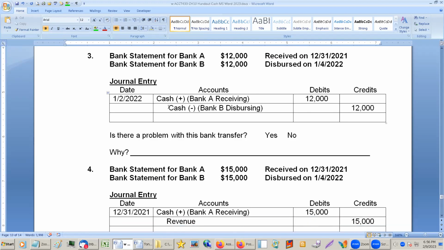There is a problem with number 3. What is it? The journal entry was made after the date that the deposit was done. Yep. This is the problem.